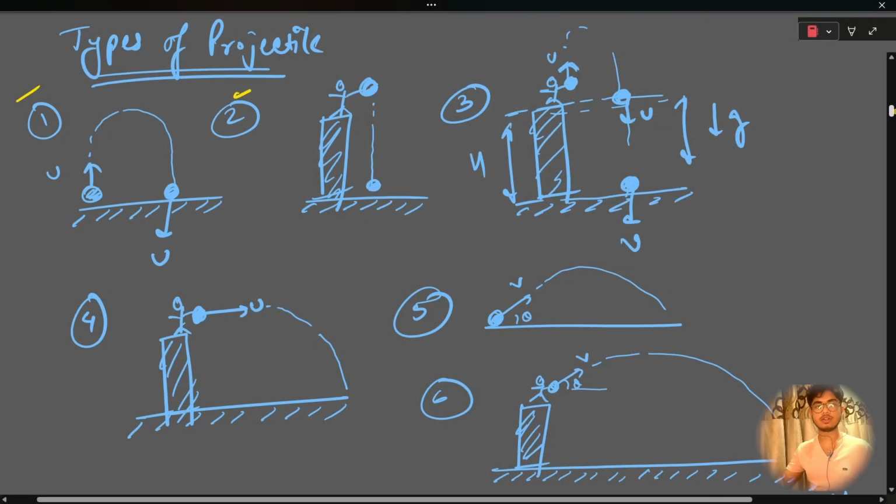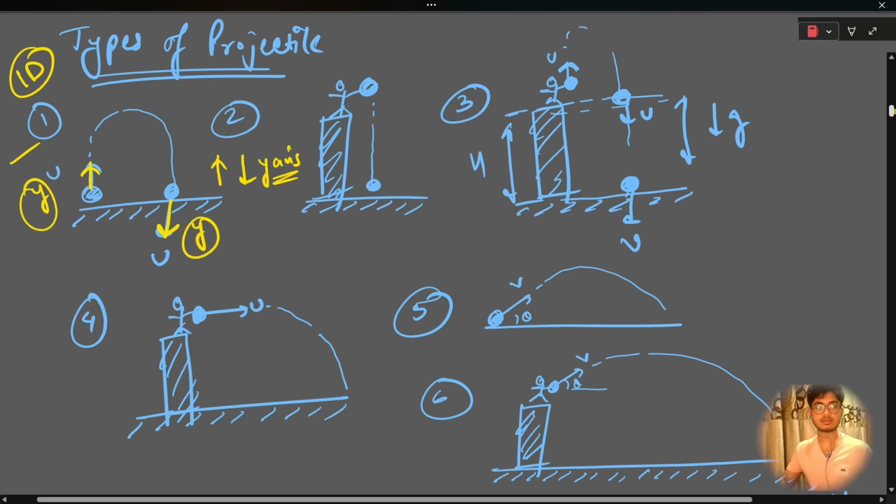We have studied 1, 2, 3 in the previous chapter. Why? Because these are graphs of 1D motion. And why is that? Because in the first one, the ball goes up and the ball comes down. There's no displacement in the x direction. Everything is happening in the y-axis. The ball is going up, this is also in the y-axis. The ball is coming down, this is also in the y-axis. There's only one axis involved.